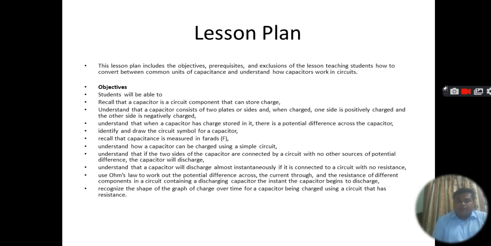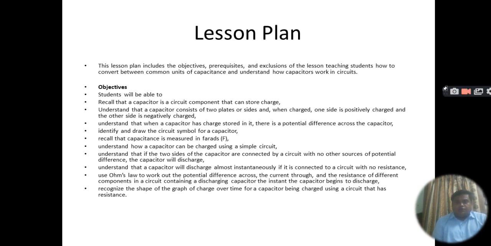And we will understand the diagram and the symbol of a capacitor, as well as what happens with the conducting medium between the two plates, and we will discuss the dielectric and the capacitance between two plates. We also learn how capacitors are connected in a circuit.